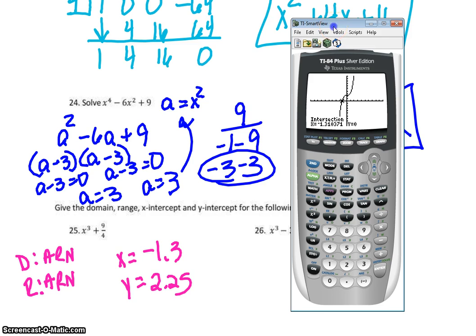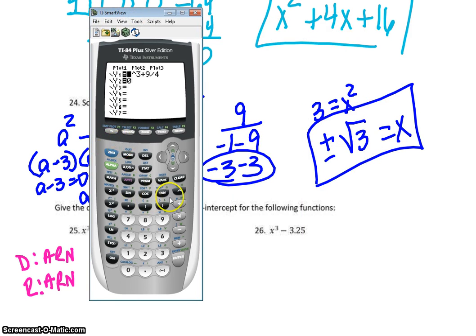So 26 is going to work the same. So we're going to start by going to y equal. We're going to clear that out, and we're going to say x to the third minus 3.25.